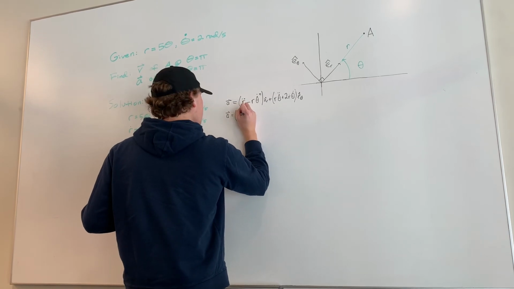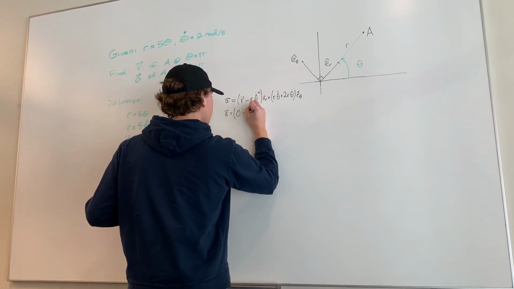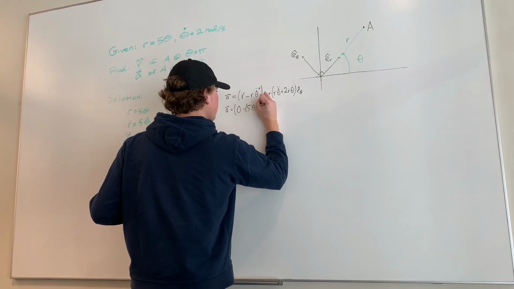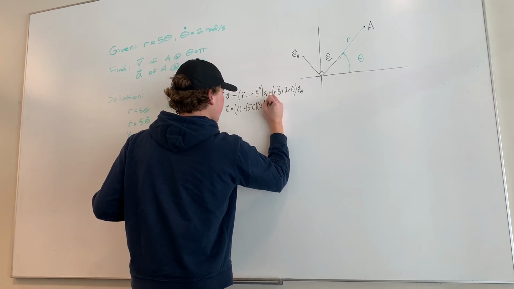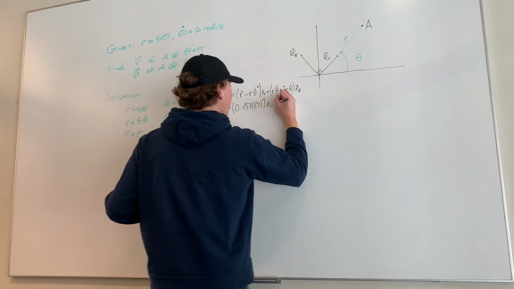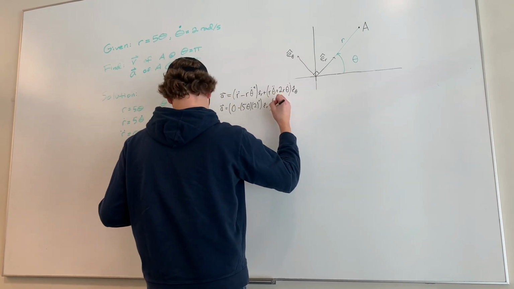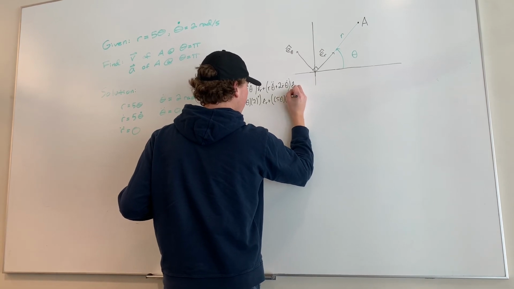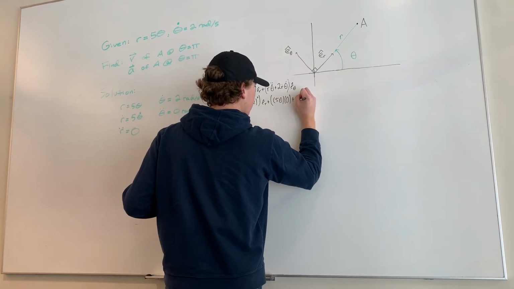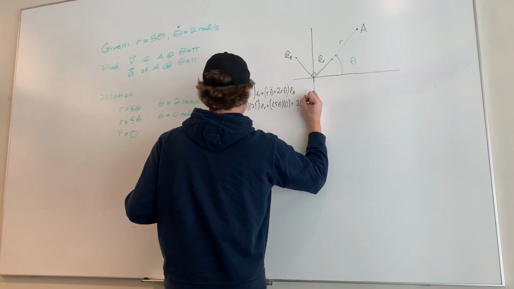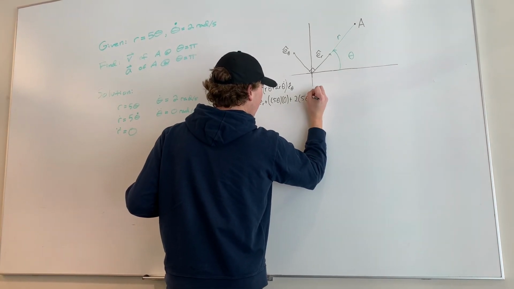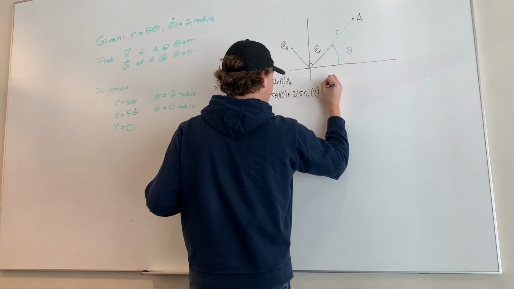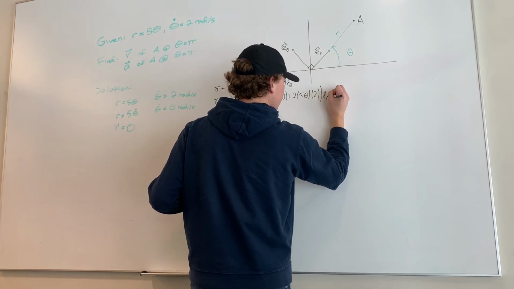So you're going to get 0 minus 5 theta, and you're going to multiply that by 2 squared. And that's going to be in the e r hat direction. You're going to add that to 5 theta times 0 plus 2 times r dot, which is 5 theta dot, times 2. That's going to be in the e theta hat direction.